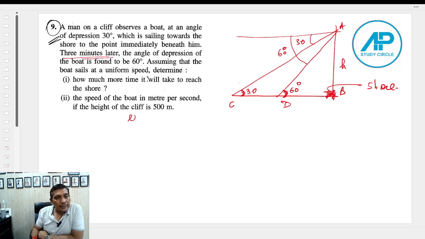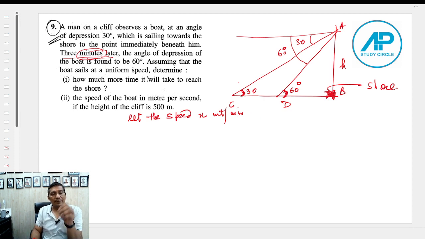Let me take the speed as x meter per minute. Now x meter per minute means that we have taken it per minute because time is given to us in minutes. So I've taken the speed in meter per minute and not meter per second. Don't need to change time into seconds. Do not change time into seconds and keep the speed as x meter per minute.